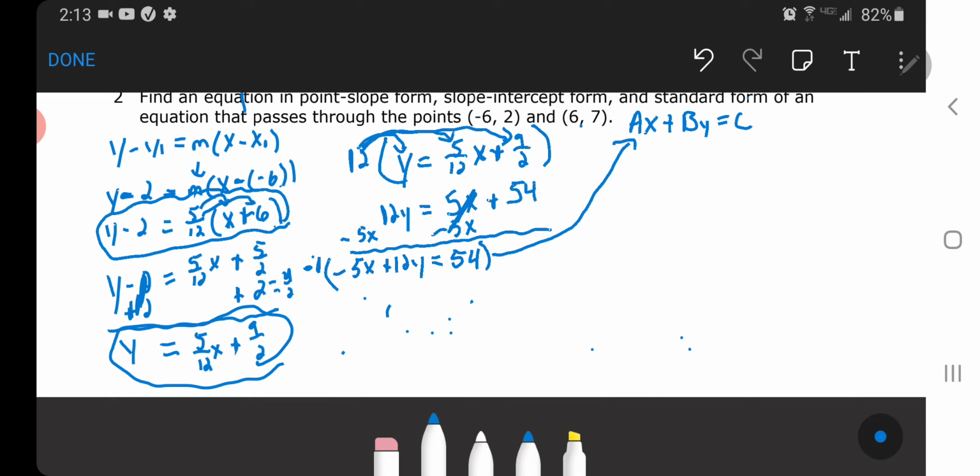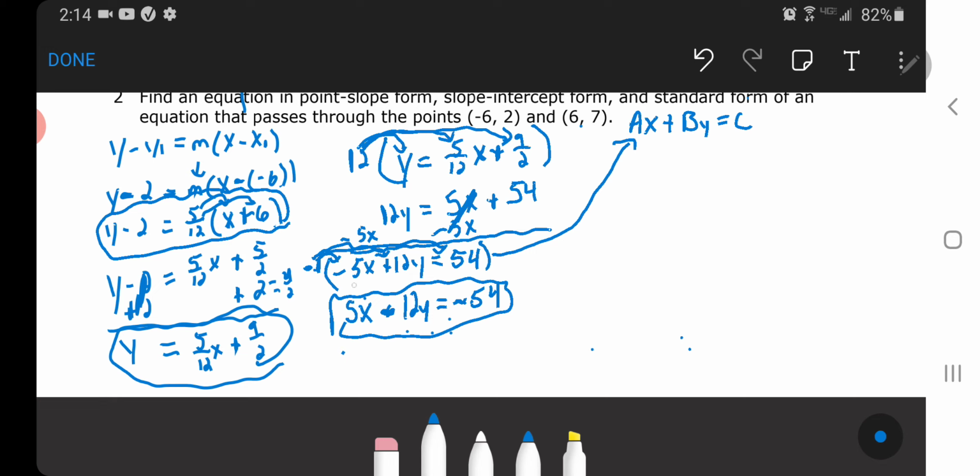Once again, if you distribute out that negative 1, a negative times a negative is a positive, and 1 times 5x is just 5x. Negative 1 times 12y, well, a negative times a positive is a negative, and 1 times 12y is just 12y. And lastly, negative 1 times that 54, a negative times a positive is a negative, and 1 times 54 is 54. So there's our equation in standard form.